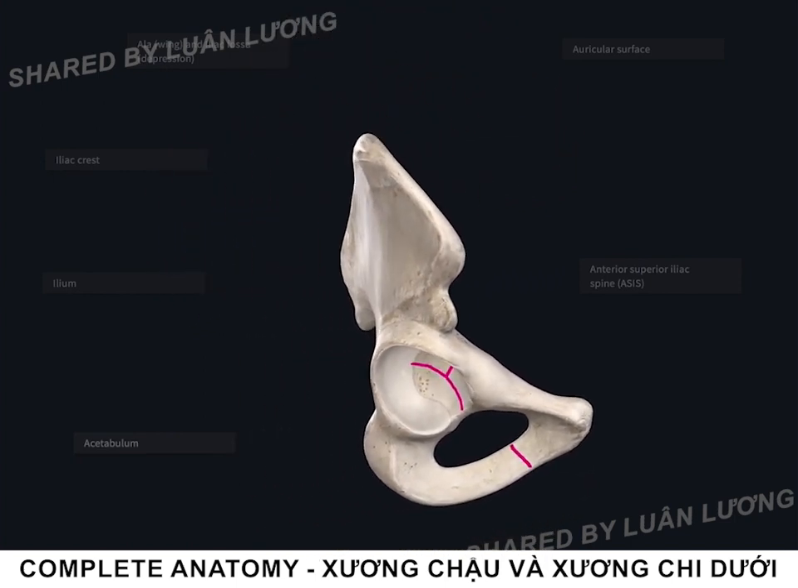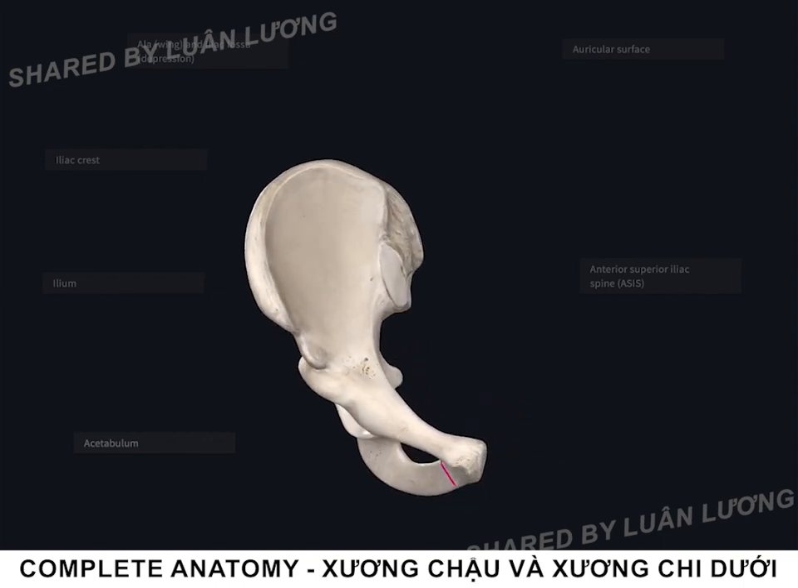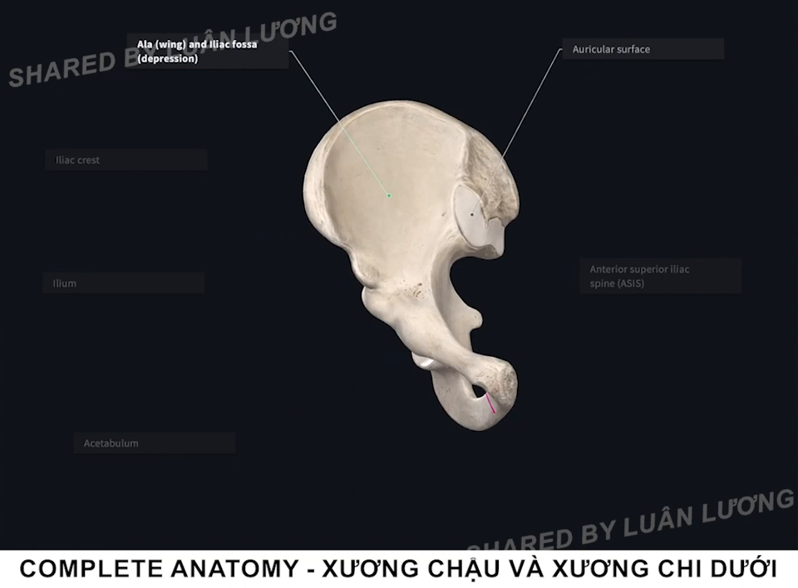The portion that extends up like this fan-shaped portion or a wing is known as the ala. The inner aspect of that extension is a smooth depression known as the iliac fossa. On the medial aspect of this extension, there's a roughened area and an ear-shaped area that we call the auricular surface that meets up with the sacrum.